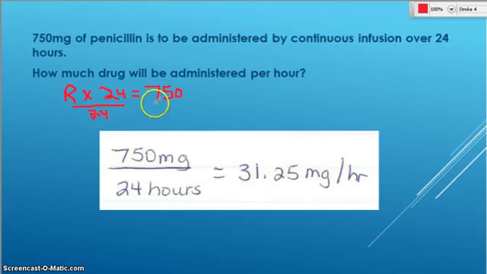And I've written that division problem for you below. 750 divided by 24 is going to give you 31.25, and that's milligrams per hour, because those were our units of measure that we started with. Milligrams per hour.